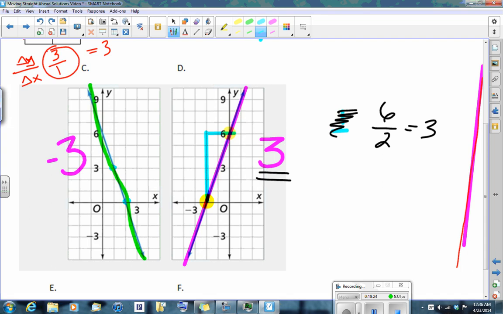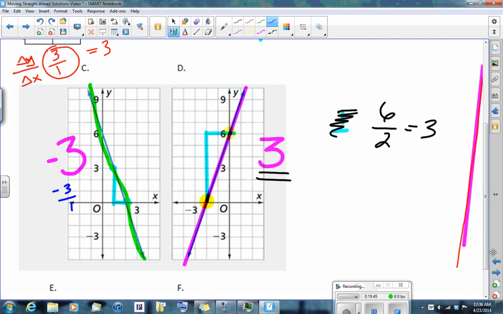It's down 3 and over 1. So down 3 over 1 is -3 over 1. That's our rise over run. So we get -3.